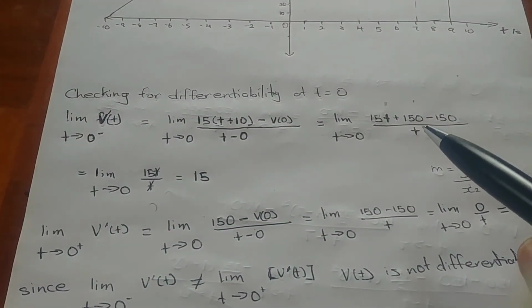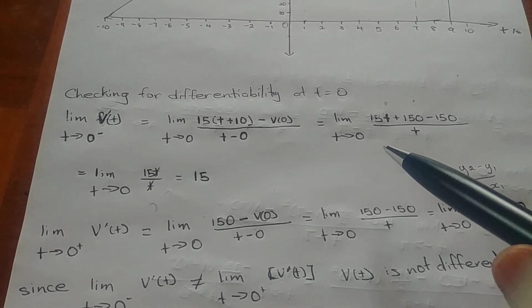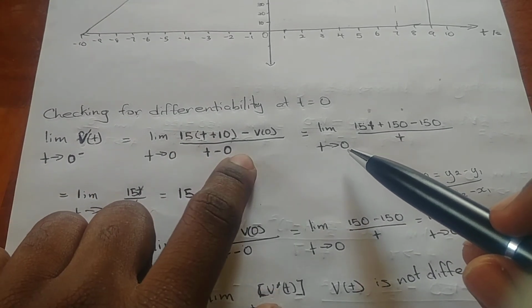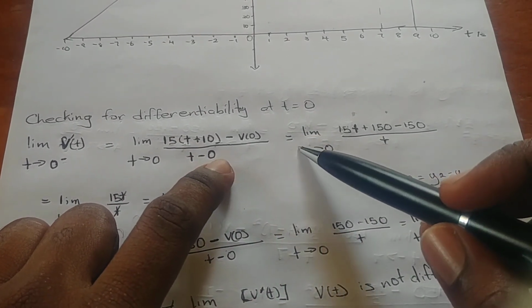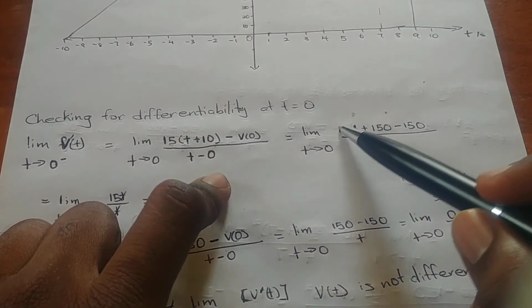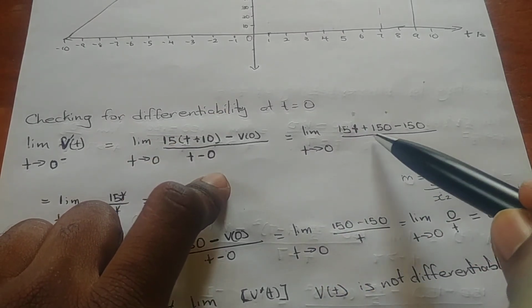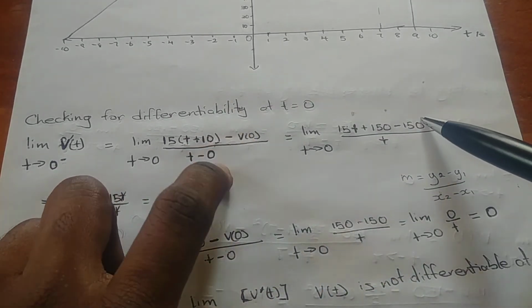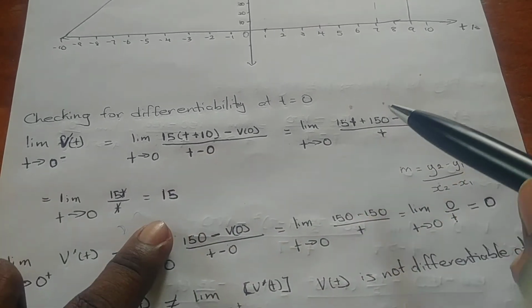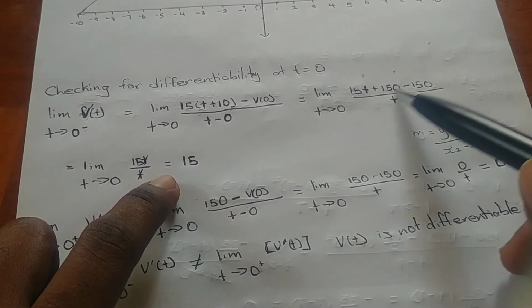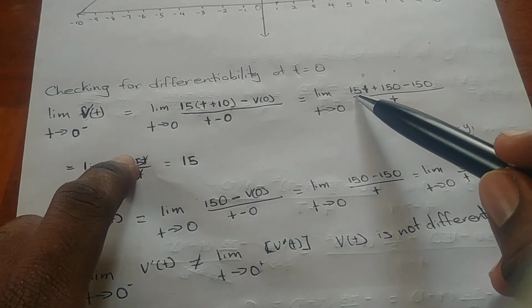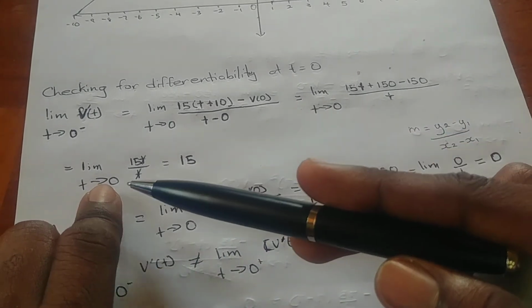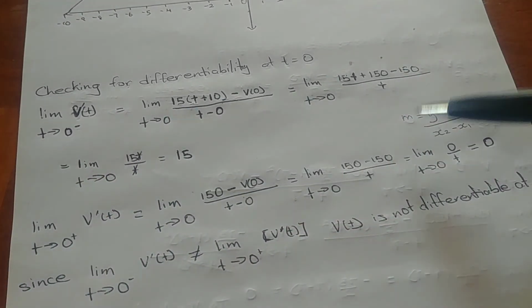Okay, so yes, that's that. As the equation we use y2 minus y1 over x2 minus x1, and that is equal to, we use distributive law there, 15t plus 150 minus 150, because v of 0 is 150, and t minus 0 is obviously t. Right, so 150 minus 150, that'll cancel out to give us 0. All we are left with is 15t over t. Right, and then we must not use direct substitution. So that's another limit theorem there.